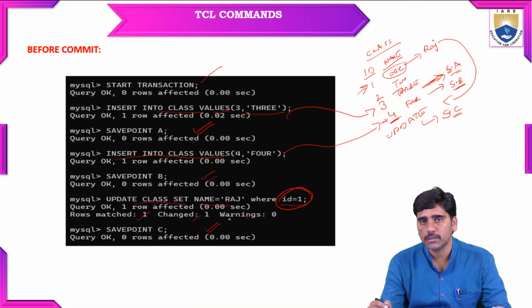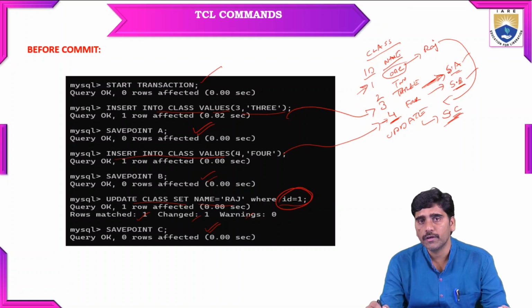So I created save points: for inserting the third value into the table, save point A is created; for inserting the fourth value into the table, save point B is created; and last, for updating the name of the row whose ID equals to 1 to Raj, I am creating save point C.